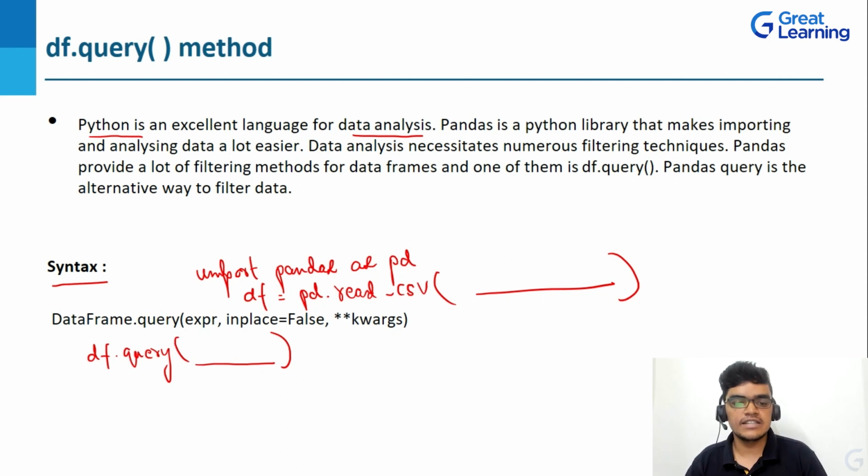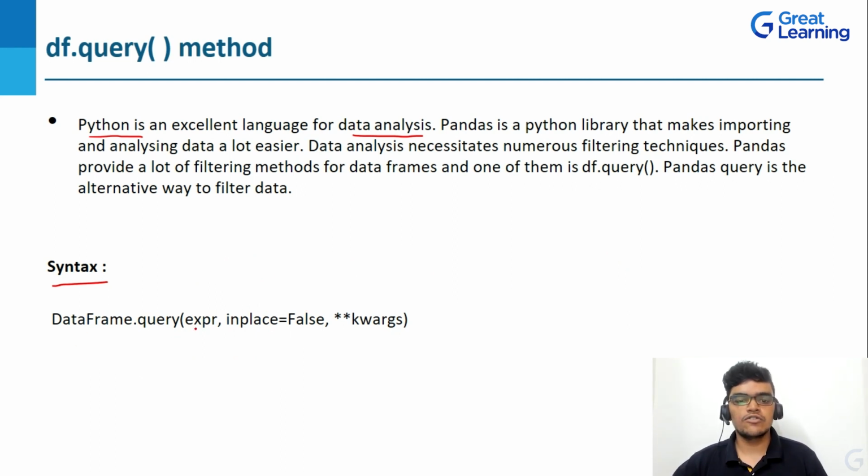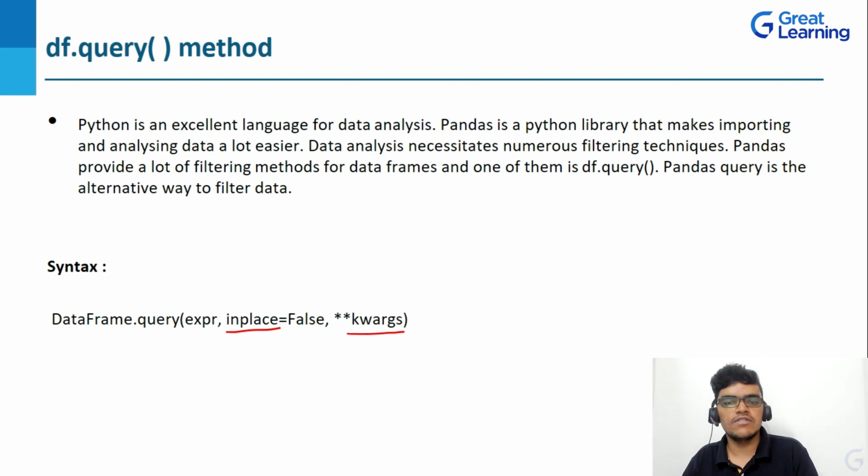So let's understand the syntax here. This is the data frame dot query. Basically, expression indicates the string, right? Now coming to inplace. Basically, inplace indicates whether the query should modify the data in place or return a modified copy. Now coming to this, it is nothing but keyword arguments. If you want to add additional keyword arguments to this query function, you can add them. So this is the basic syntax.